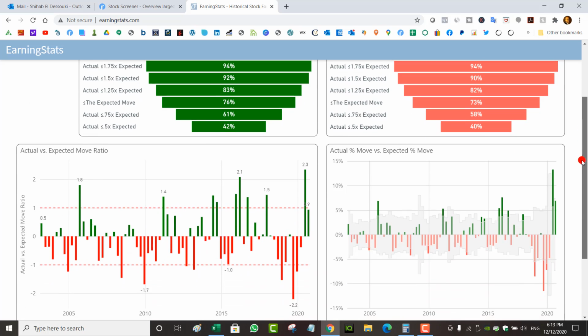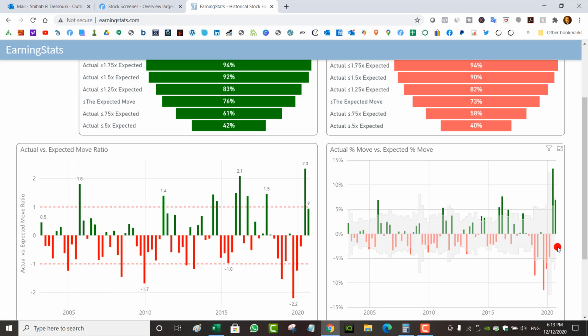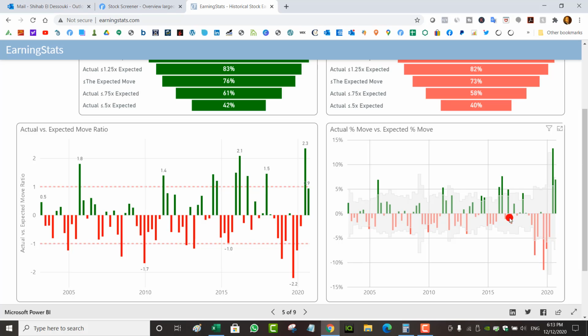So let's look at the chart right away. Oh my God, you could see all these ones here. These ones are not good. But since then, it's been up 2 times above expected move, but on the upside. So that's good if I'm doing a put credit spread. That's amazing. But I think this one, you could tell right away that it's been down.